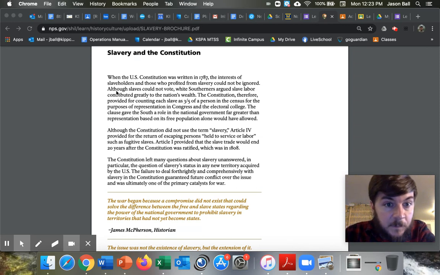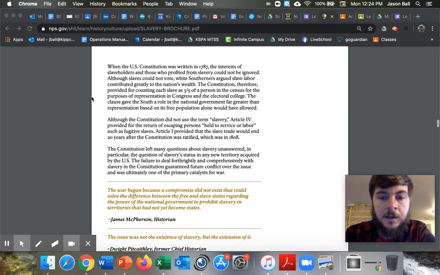On the second sentence, when I cursor here: although slaves could not vote, white Southerners argued slave labor contributed greatly to the nation's wealth. The Constitution, therefore, provided for counting each slave as 3/5 of a person in the census for the purpose of representation in Congress and the Electoral College. The clause gave the South a role in the national government far greater than the representation, based on its free population alone, would have allowed.